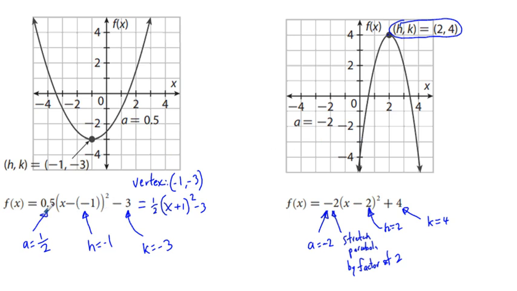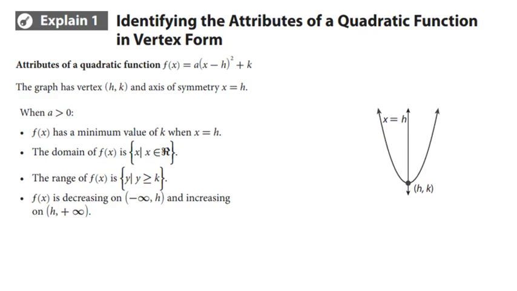So we can see, I hope, the contrast between these two parabolas. The one on the left, we have an a value of 1/2, which widens the parabola, and we could say vertically compresses by a factor of 1/2. And the one on the right will vertically stretch by a factor of 2. Let's go on here.